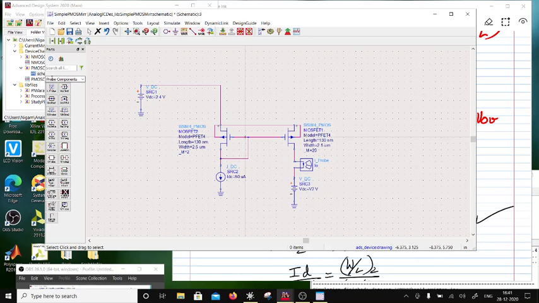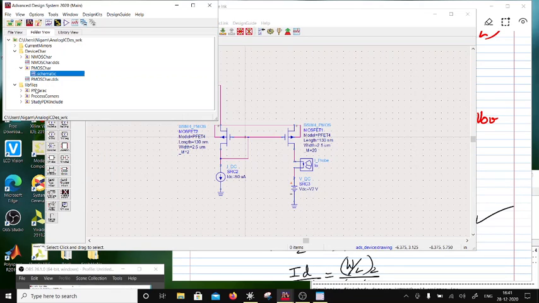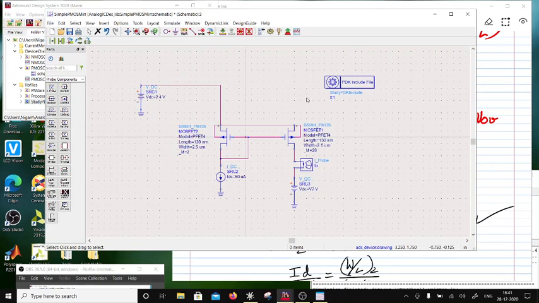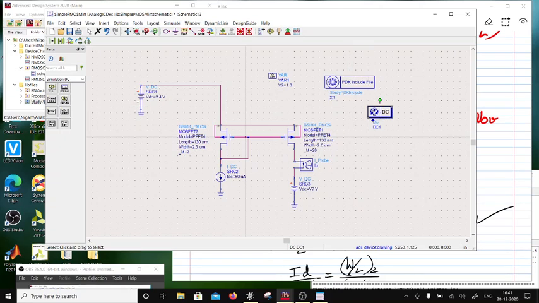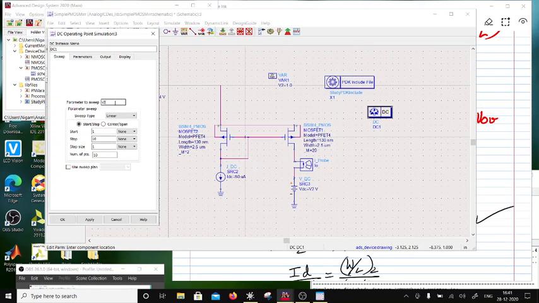Okay, so let's just put here the PDK file, and let's declare a variable V2. And I'm going to save V2. I'm going to put a DC simulation, and in this DC simulation I'm going to sweep V2, going from 0 to 2.4 volts.